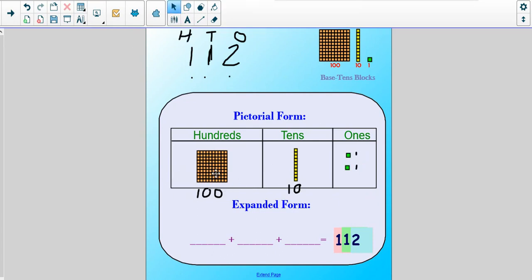As we can see in this picture, 100 has the value of 100. 10 has the value of 10. 2 ones has the value of 2. So the expanded form for 112 is 100 plus 10 plus 2.